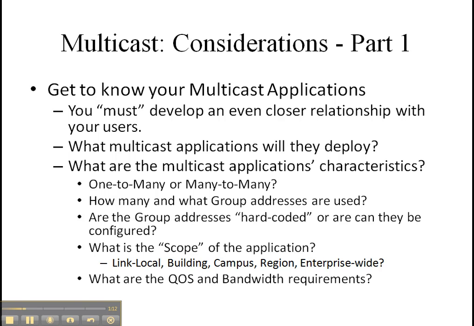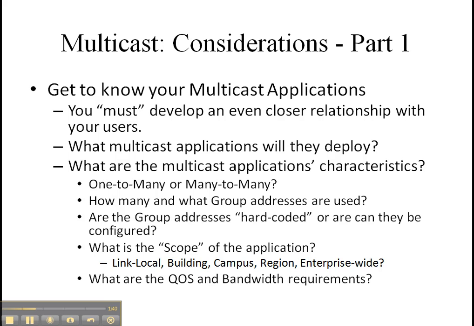you about these applications. You ask yourself, what are the applications they're going to deploy? Hopefully, they will be able to tell you exactly what they are by application name. And then the next question is going to be, what are the application characteristics? Is this a one-to-many application, or is this a many-to-many application? That's a pretty good question to ask and to know.